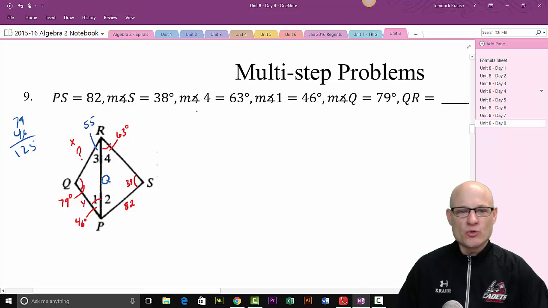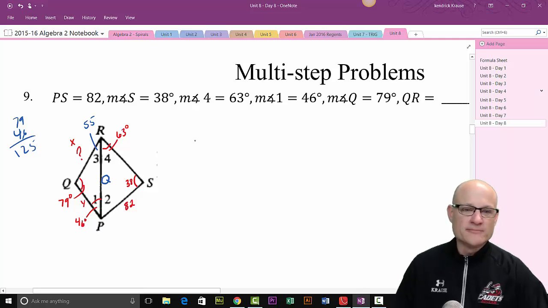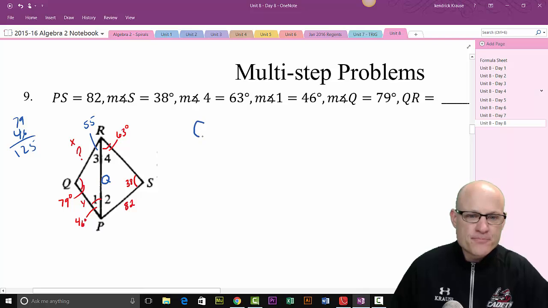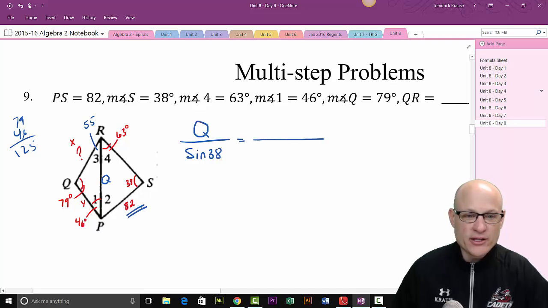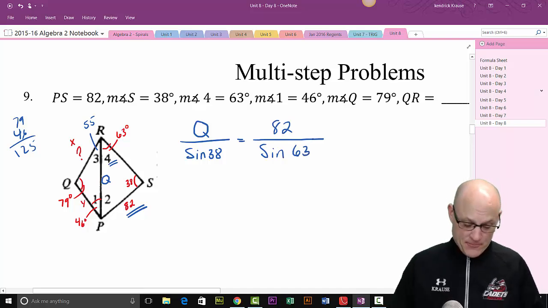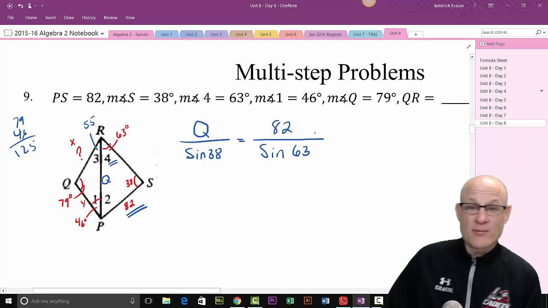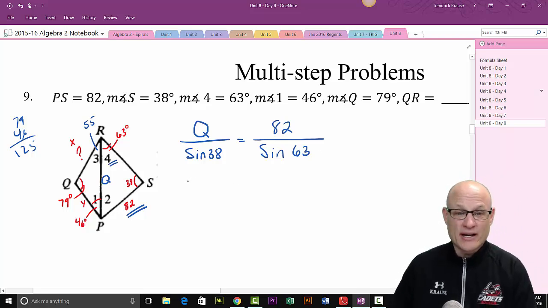I want to find Q. So if you can find the piece that they share, then you can do the problem. So this is kind of like doing 2 problems at once right here. So Q is opposite S. So we're going to do sine of 38 is equal to, now this 82 here is opposite angle 4. So 82 over the sine of 63. And that's the only thing, based on the directions and the numbers that I've been given, that I can do right now.